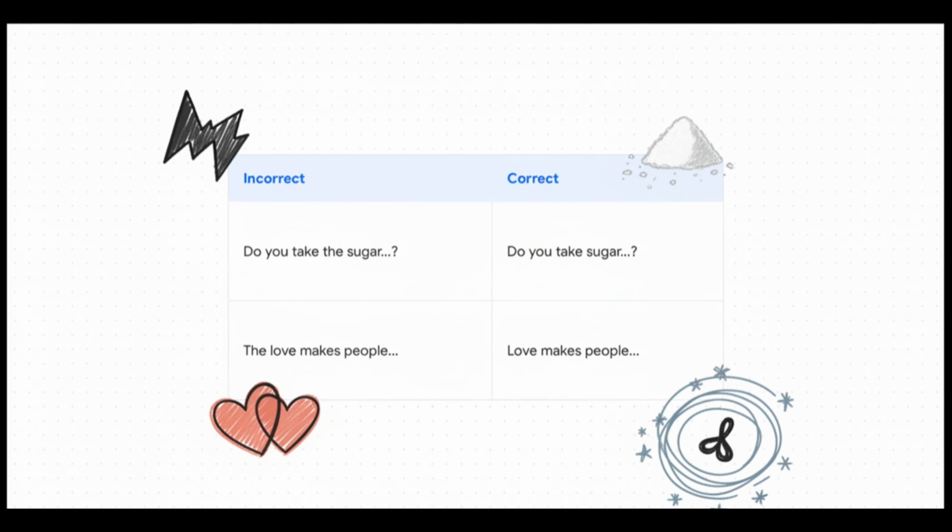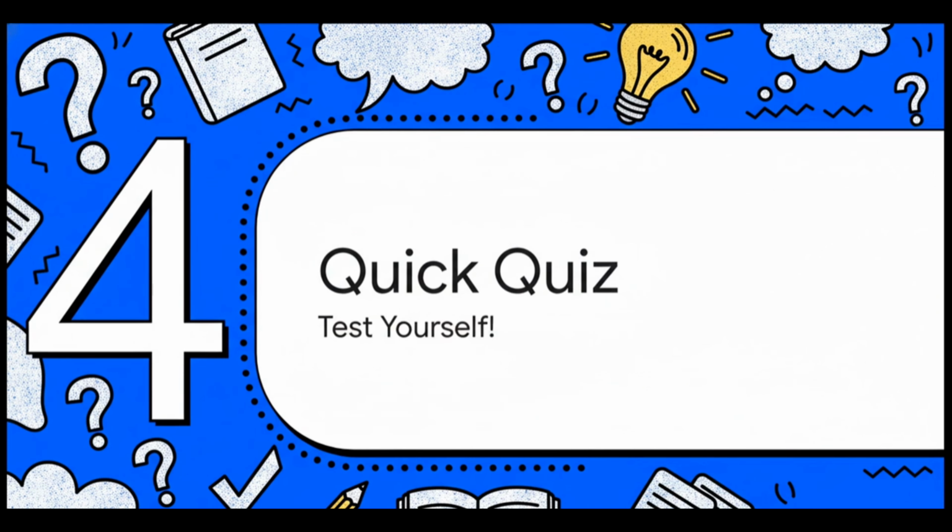And finally, this rule also covers big abstract ideas. We drop "the" for things you can't count, like sugar, and for huge concepts like love, peace, or happiness. Why? Because we're talking about the idea in general, not a specific pile of sugar or a specific person's love. Phew, you made it through all the rules. Now it's time to put what you've learned to the test. Let's do a quick quiz to see how you do.